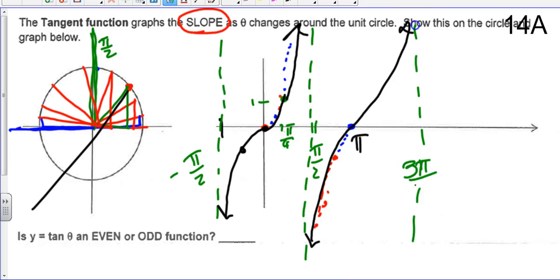Oh my goodness, that graph is horrid. Horrid, horrid, horrid.